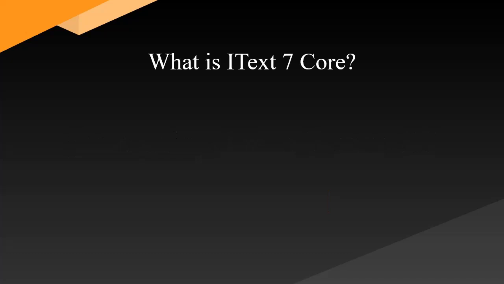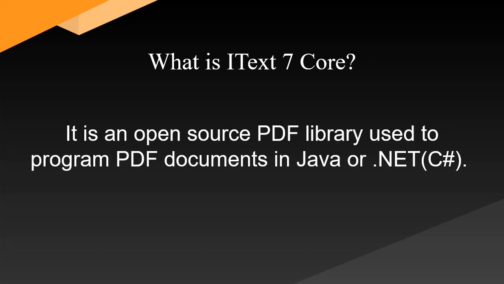Okay, for my caption that says start using IText 7 Core. So first of all, what is IText 7 Core? It is an open source PDF library used to program PDF documents in Java or in .NET, but in this video I will be using C#. So IText 7 Core has so many functionalities that it can add into our PDF if you want to create any project in C#.